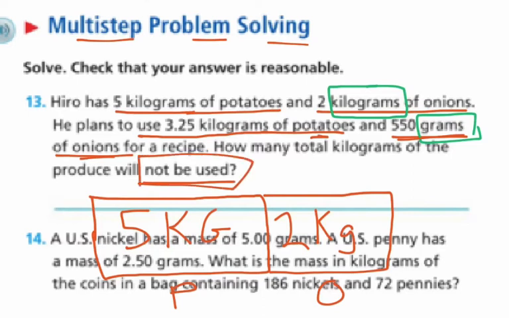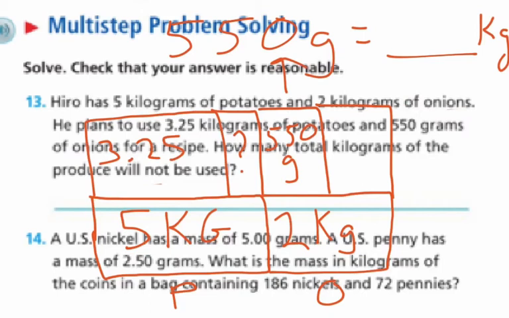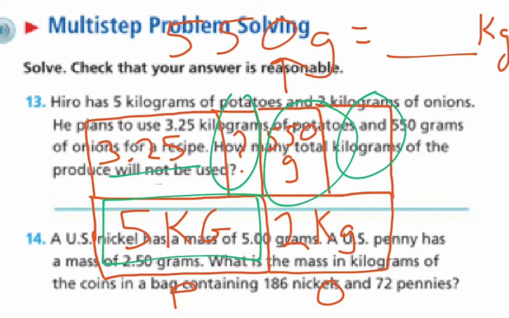So what we're trying to do is figure out what is not going to be used. I went ahead and set up my part whole model showing that I have 5 kilograms and 2 kilograms of the potatoes and the onions. Next step is to figure out what am I missing. So I'm missing these two things here. I know I used 3.25 kilograms of potatoes out of 5 kilograms of potatoes, and I know I used 550 grams of onions out of 2 kilograms of onions.